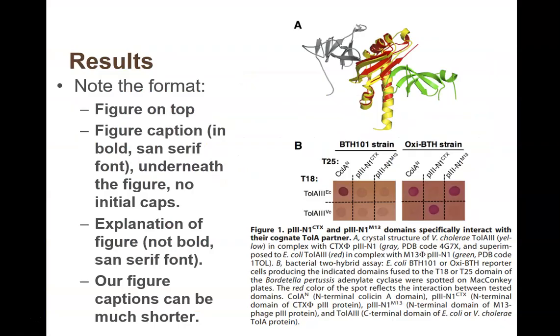The figures should be on top and the captions on the bottom. And notice it says figure 1 with a period, and the caption is bold sans serif. They have an explanation of the figure. Our explanations don't have to be that long. You can just provide a brief explanation and make a shorter caption, and then the explanations can be in the text itself. But there shouldn't be any kind of data analysis in the figure caption.